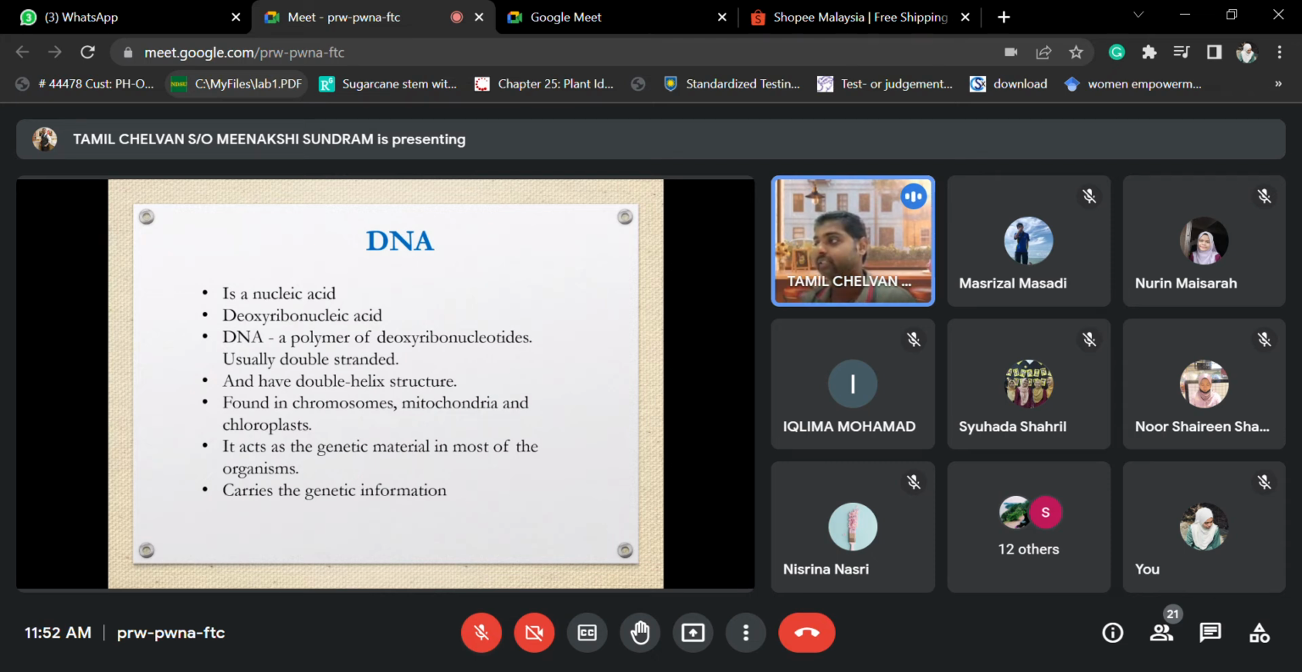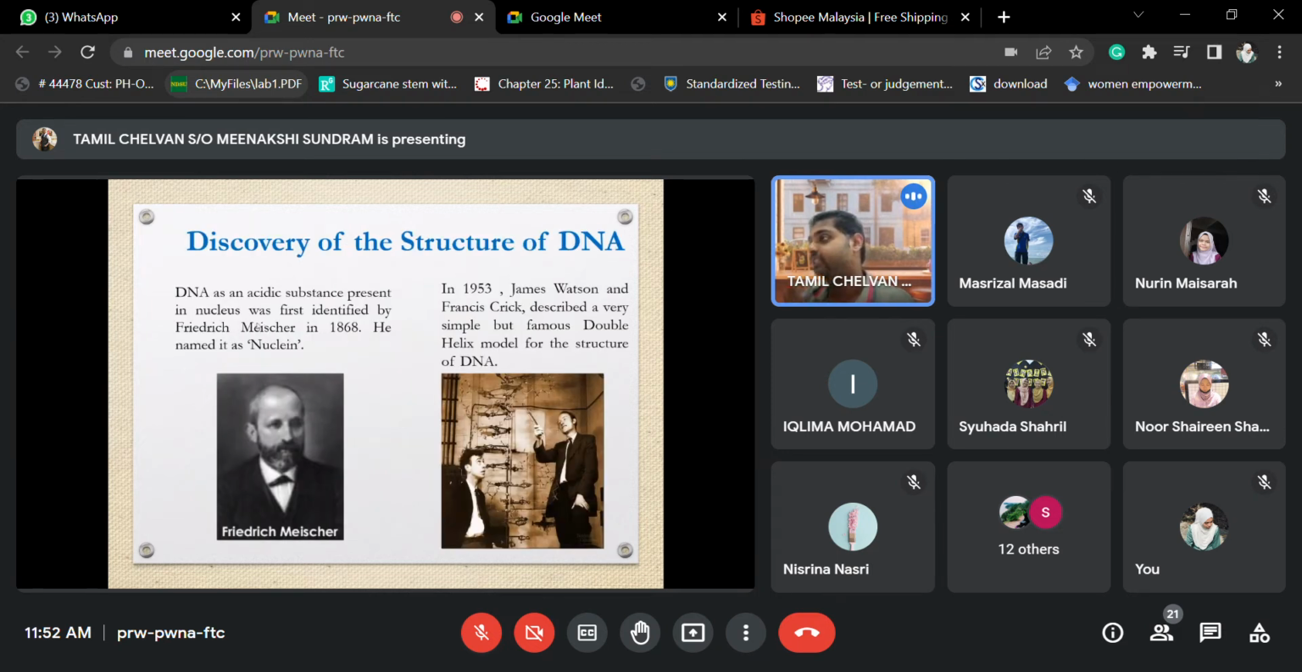It acts as genetic material in most of the organisms. Genetic material, which carries the genetic information of living things. I think this is very, very general. You know who found it, James Watson and so on. I'm not going to go through this.